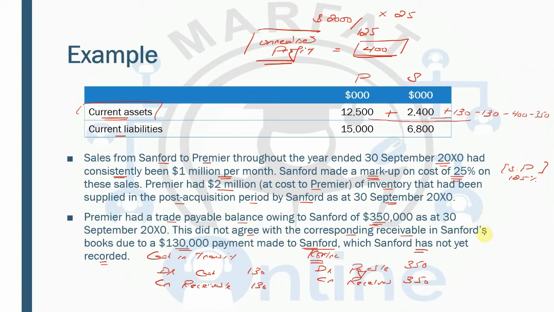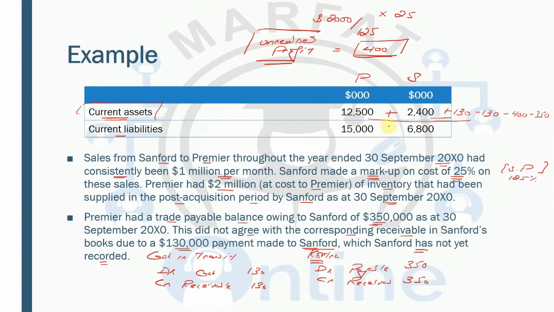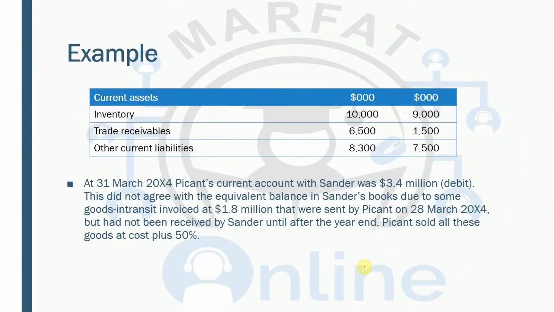All right, and now, yes, the current liabilities: 15,000 plus 6,800 minus 350, because this is the only adjustment in the liabilities, which was payables. All right, now we have another example.